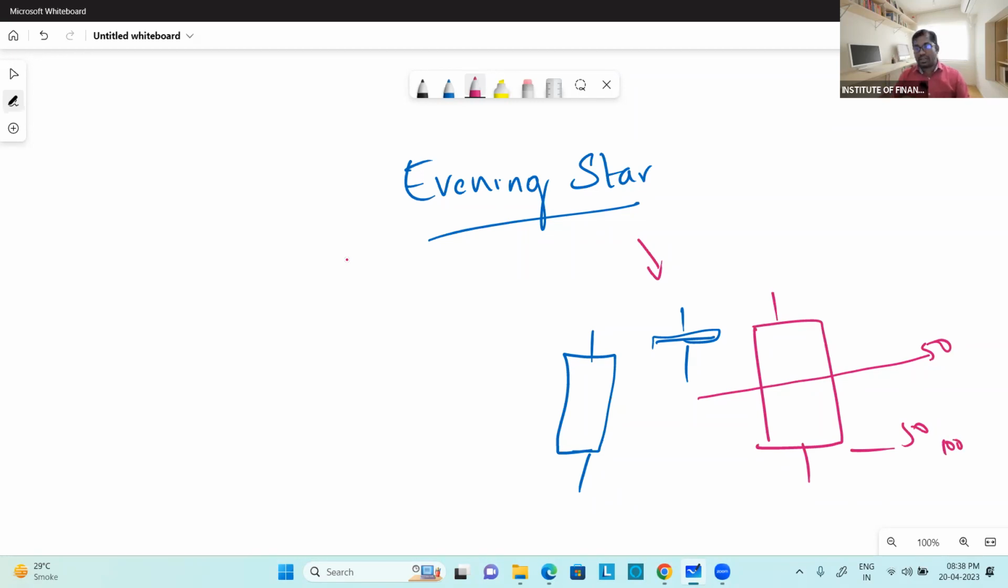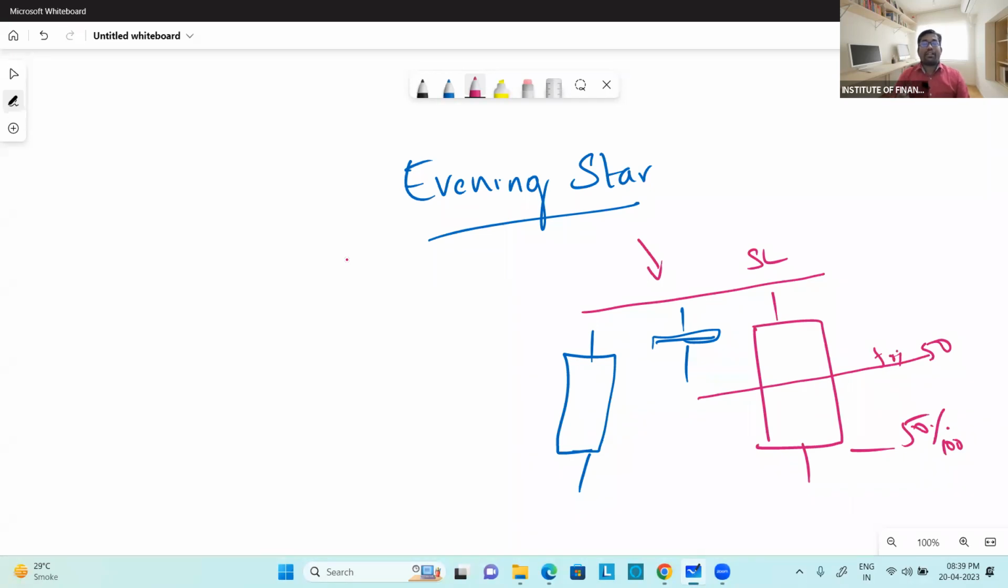If you want to reduce the risk, you can take 50% of the quantity here and 50% of the quantity here with a stop loss above this. Okay. If the green or third candle does not cross the red candle, then also it is okay. If the green candle crosses the red candle, then it will be strong.